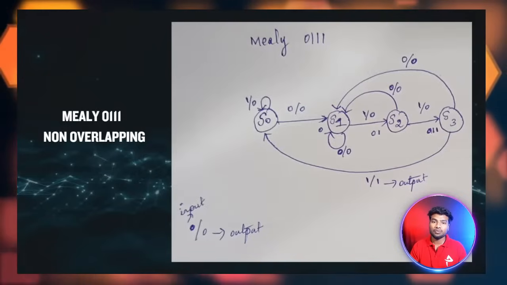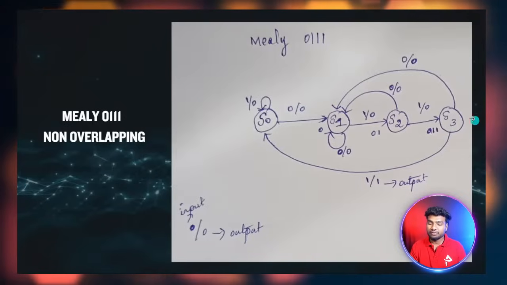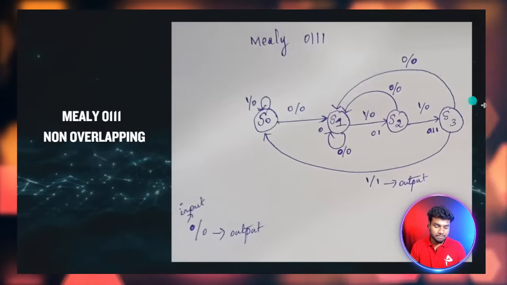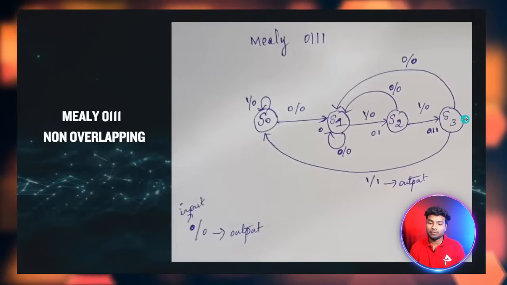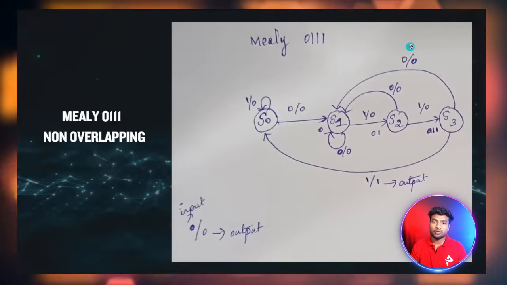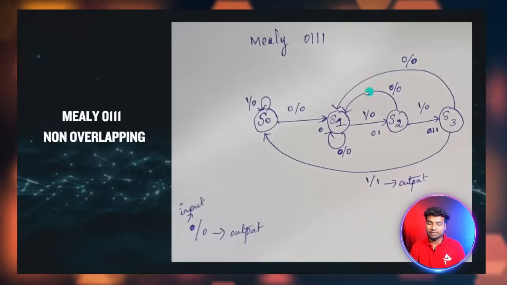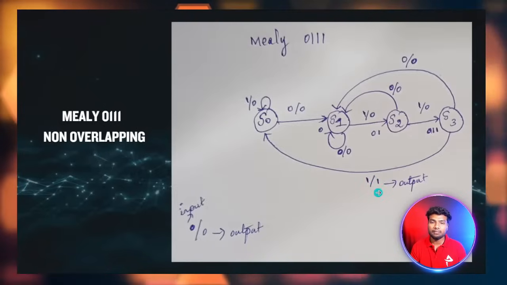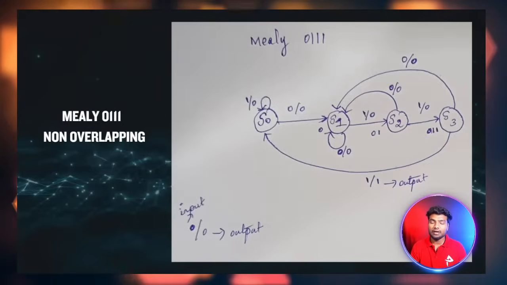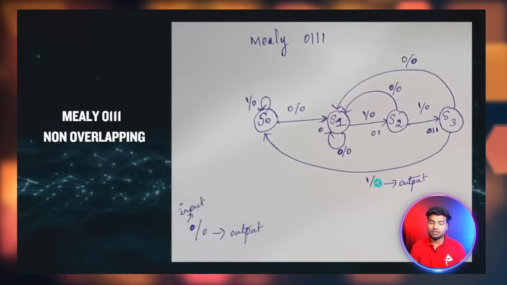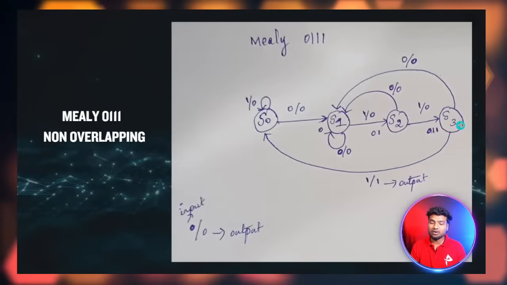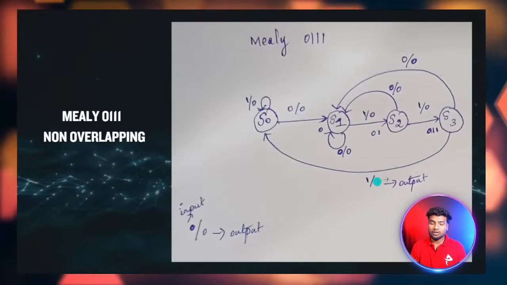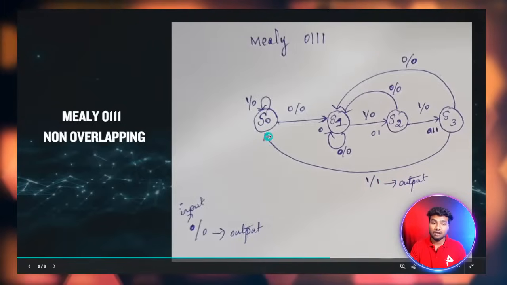but I need 0 1 1 1, so I need another bit of input. If in the S3 state the input is 1, it means I got my sequence 0 1 1 1. So I signal the output as high: output equals 1. Here I put 1 with input 1, and then I go into the S0 state, which means it is non-overlapping.